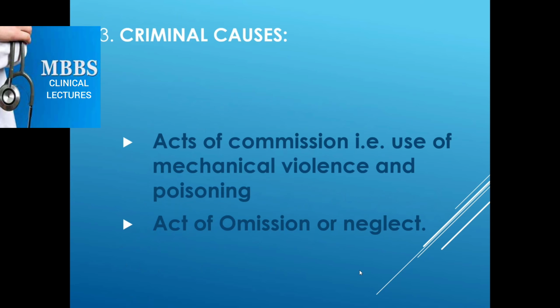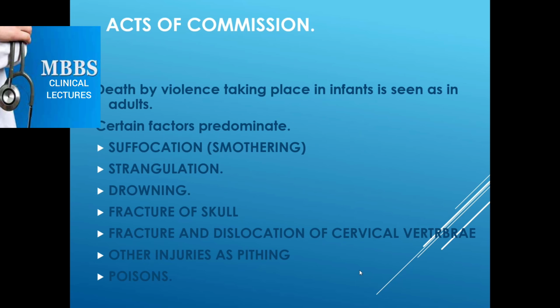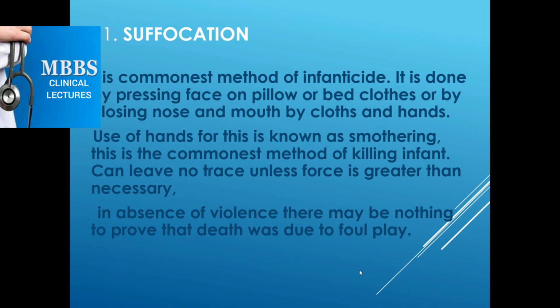Then criminal causes may be the act of commission, that is the use of mechanical violence and poisoning, and act of omission or negligence. Act of commission is that death by violence taking place in infants is seen as in adults. Certain factors predominate: suffocation, smothering, strangulation, drowning, fracture of skull, fracture and dislocation of cervical vertebrae, pithing, and poisons. They all are the act of commission.